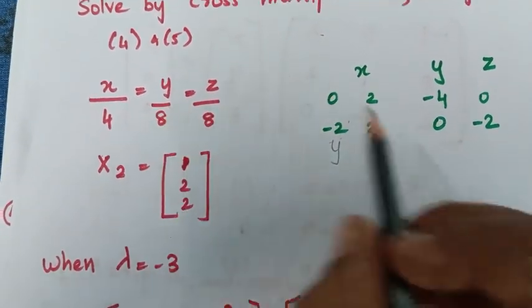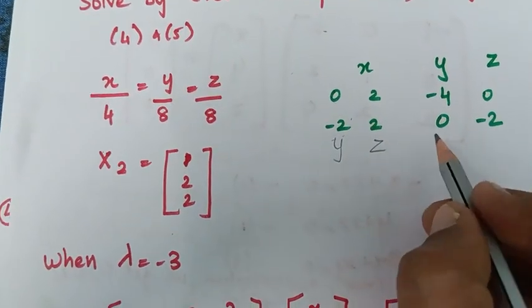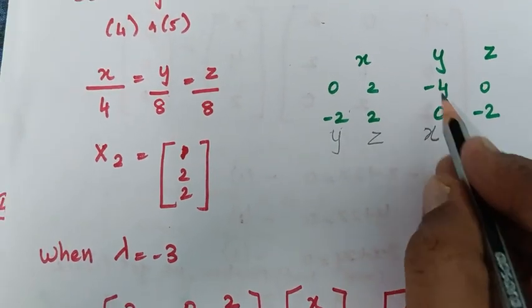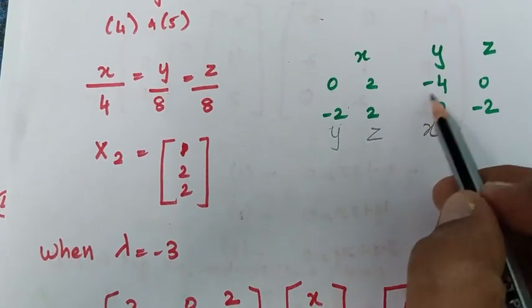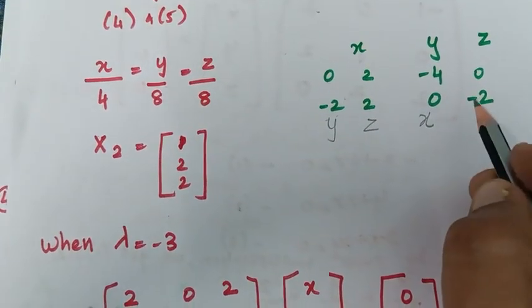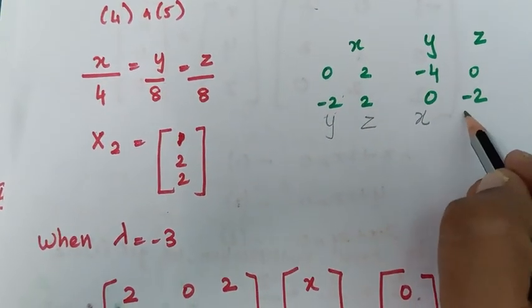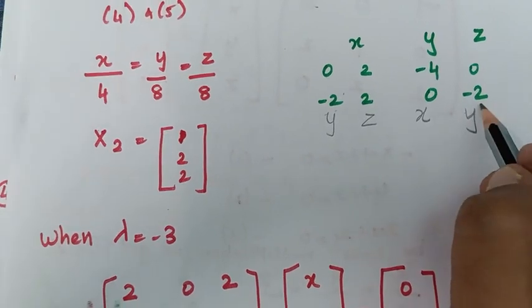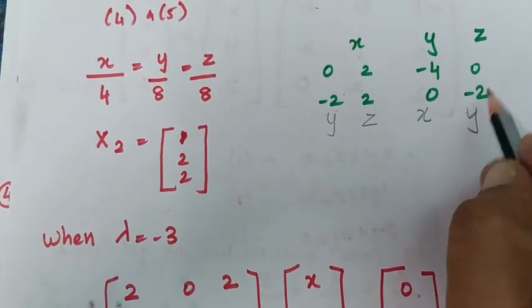Next, for y, we write z here and x here. Here we are multiplying it: 0 minus 8, so we will get plus 8. Next, for z, we want x and y, so x is there and I have written y here. 0 minus 2, again multiplying, plus 8, so 0.